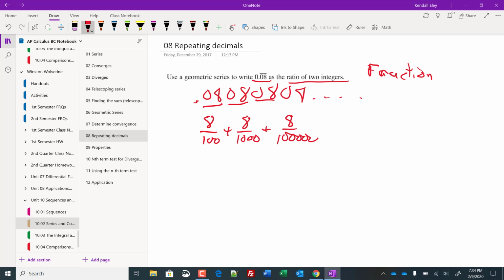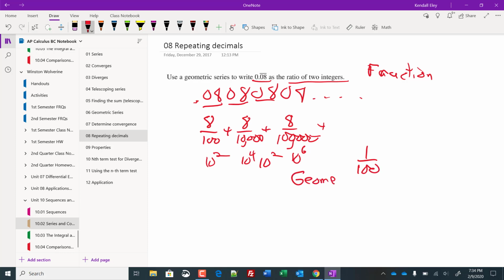Whoops, I think I made a mistake there. That should be 10,000 there, and this should be 100,000 here. Notice what's happening each time to our denominator. Our denominator is going up by a factor of 10 to the second power. We went from 100, that being 10 squared. This is 10 to the 4th. This is 10 to the 6th. So then we have a common ratio here of 1 over 100. So that makes this a geometric series.